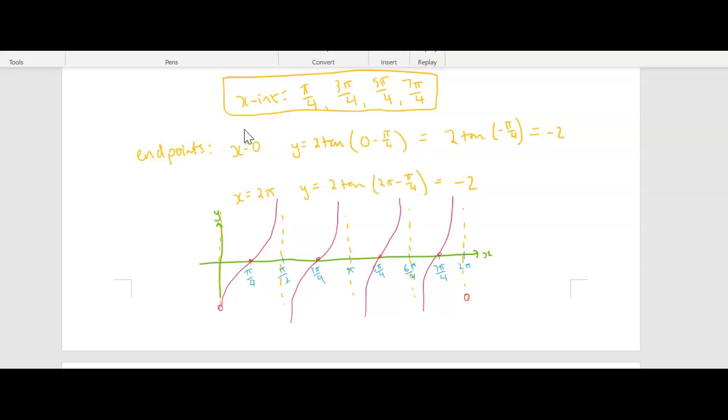I'm going to leave it there, girls, with the graphs, and I'll do a separate video for solving tan equations.